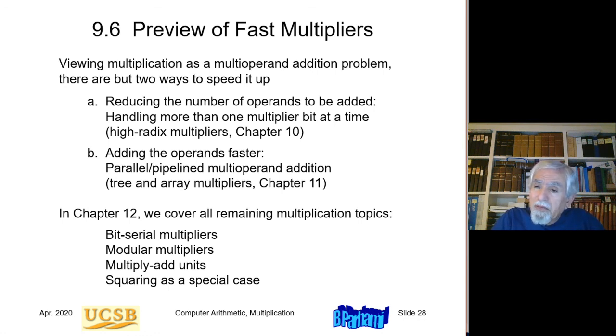Once we have covered high radix multiplication in chapter 10, and tree and array multipliers in chapter 11, a bunch of miscellaneous topics, other methods of building multipliers, will be covered in chapter 12, the last chapter of this part. So this is basically it for the start of our discussion on multiplication.